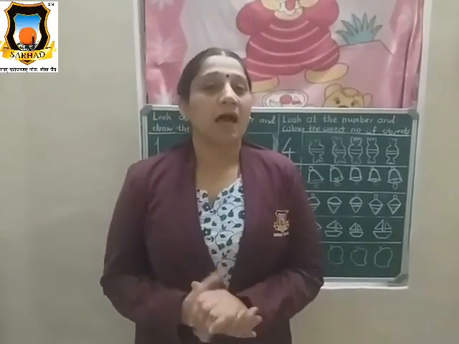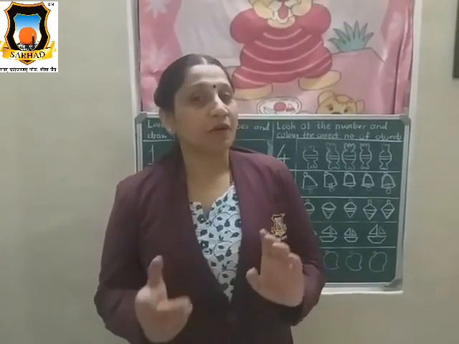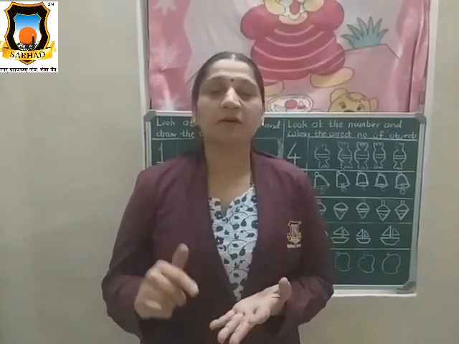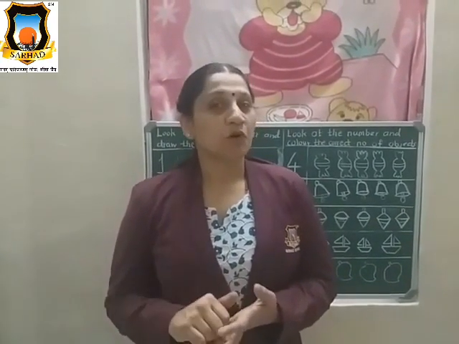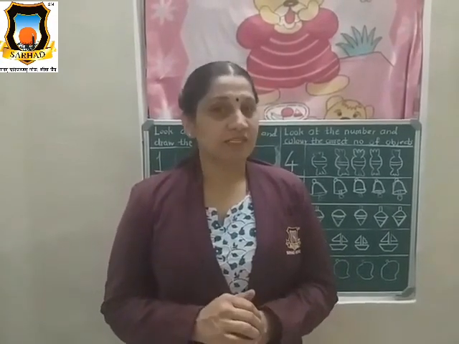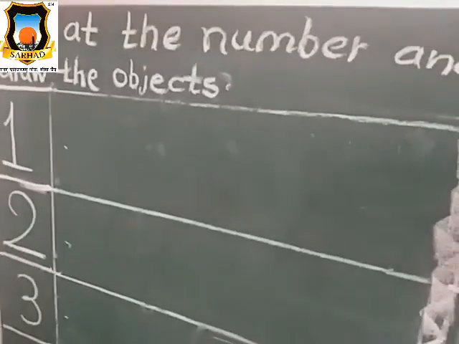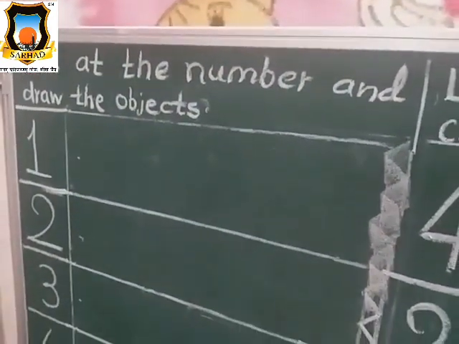So children, now I am going to take the writing. I am going to take a math subject. In this subject, we are going to complete the different concepts that we have already learned in our previous videos, like draw the balls, count and write the number, color the correct number of objects. So again I am going to take these concepts once again. Okay? So all of you look here, children. So our first concept is look at the number and draw the object.